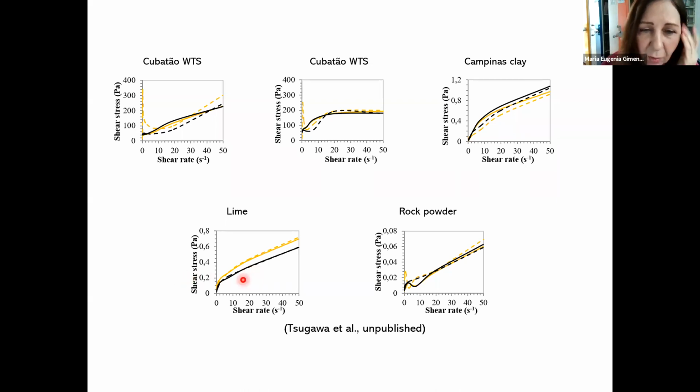The viscosity decreases because of the increase of shear rate, and not because of time.